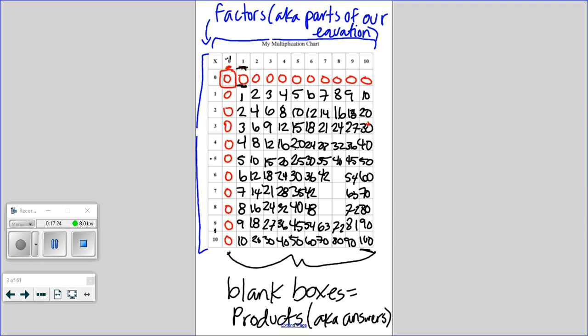Yes? 48. We have almost finished our whole multiplication. Tomorrow, we'll finish our 7s and our 8s, and we will be all done with our multiplication facts.